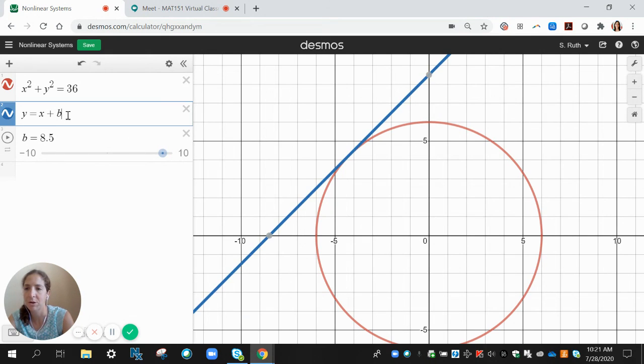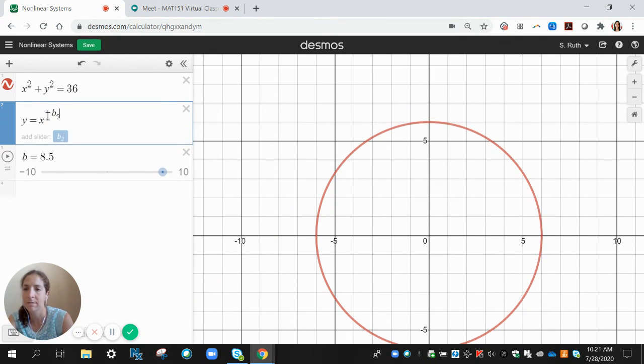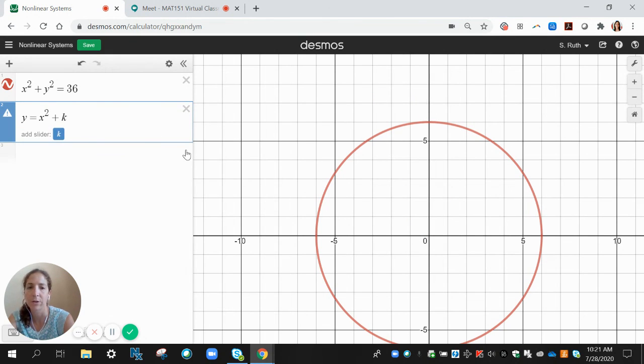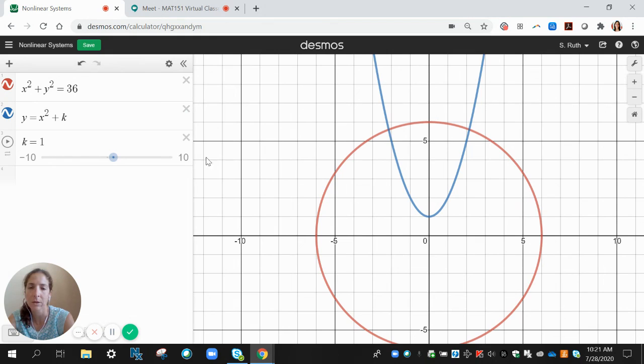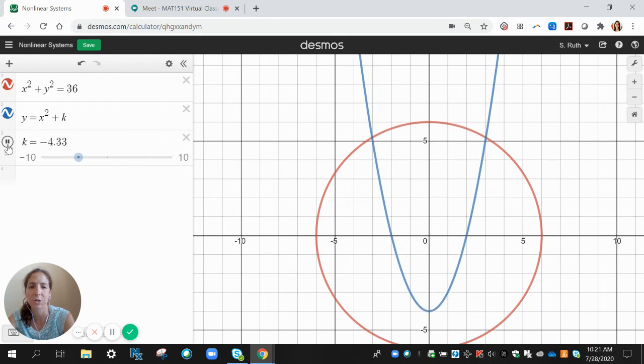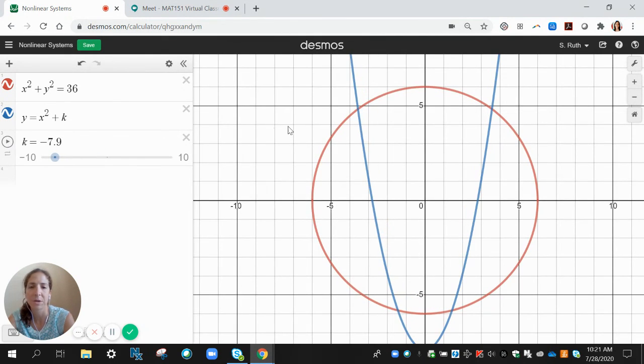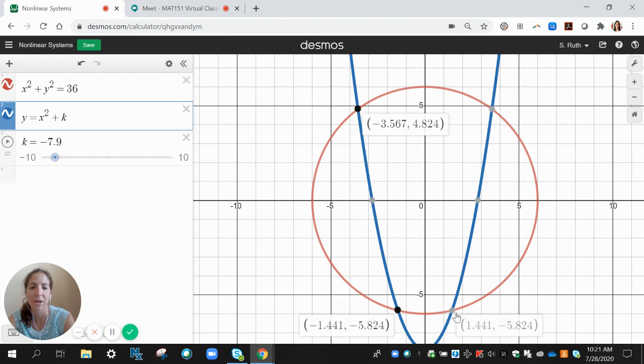Just for fun, let's throw this in as a quadratic instead. And I'll allow for a vertical shift. So this is another scenario of where you're intersecting, right? You could have no solutions too, this one gets a little wonky. Look at this. We could even have 4 solutions if we intersect a circle with a parabola. So kind of fun stuff.